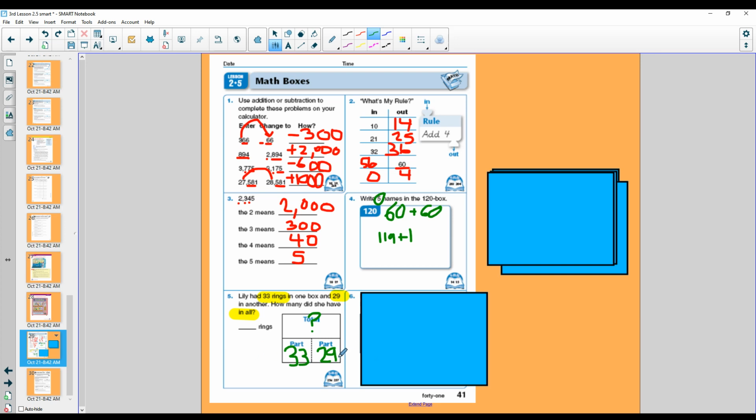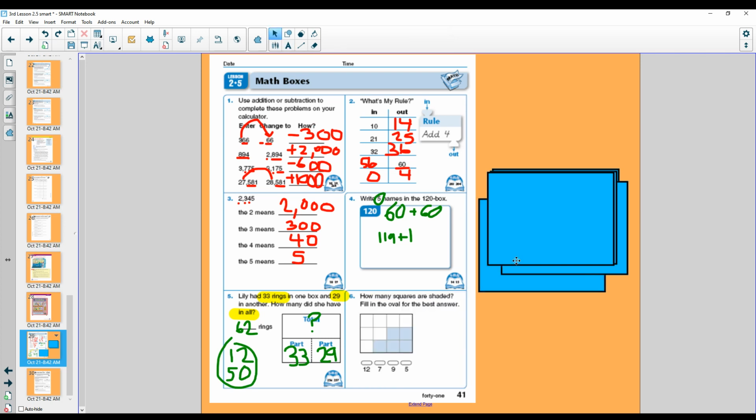Okay, let's add the ones. 9, 10, 11, 12. We get 12. Now we're going to add the tens. 30 plus 20, 30, 40, 50. Okay, think about putting 50 and 12 together. 50, 60, 62. We haven't reviewed a lot of partial sums yet.